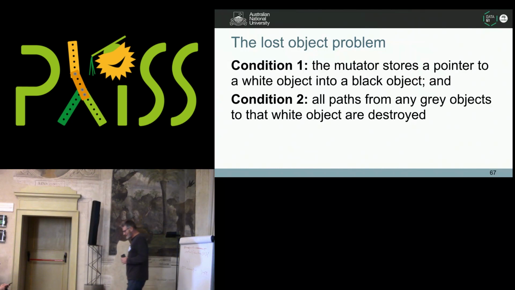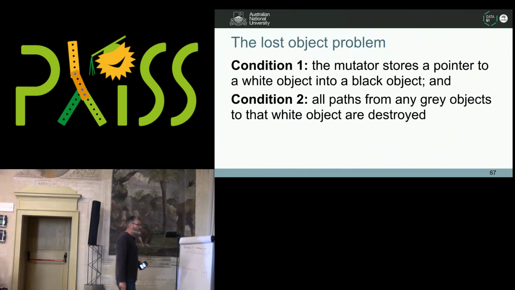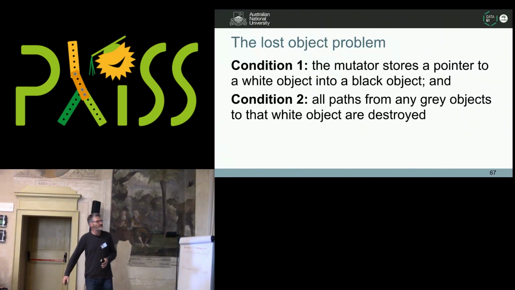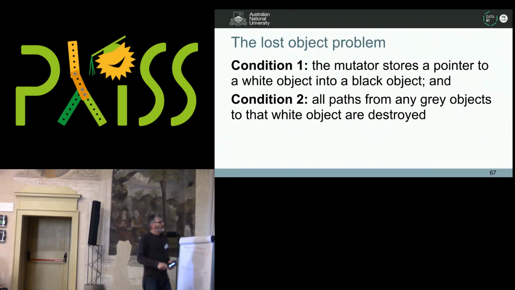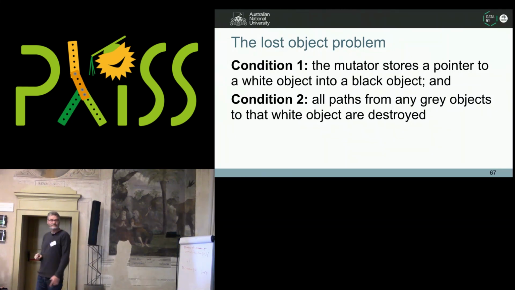Okay. So the real problem that we face here is that we don't want to lose live objects. Otherwise, we've got a broken collector. And there's a couple of conditions under which we can actually get into this situation of losing objects. We have to have a combination of these two conditions. The mutator has to store a pointer to a white object into a black object, and there's no path to that object from some gray object via white objects. So it's the combination of those two things that is how we lose objects in concurrent collection.